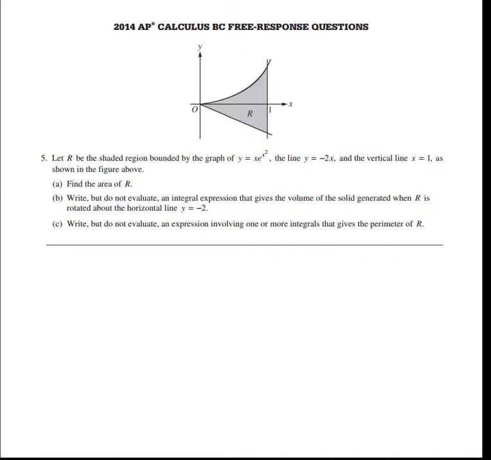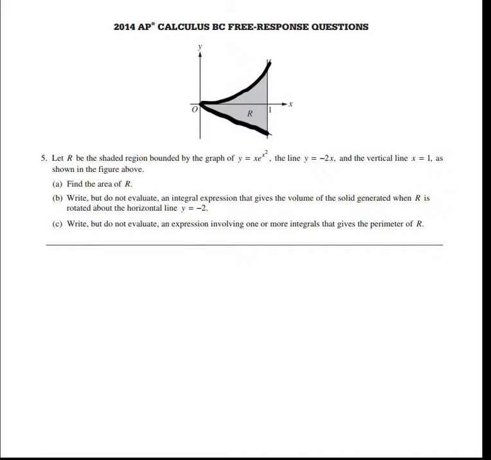The first question says, find the area of R. If we look back at the graph, the area of R is the area of the shaded region that they gave us. This shaded region lies in between the graphs of y equals x times e to the x squared and y equals negative 2x. Using our knowledge of calculus, we know that we can take the integral of those two lines from the endpoints and add them together to find the area of R.